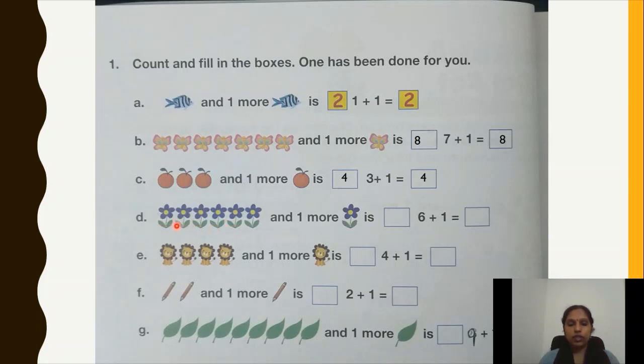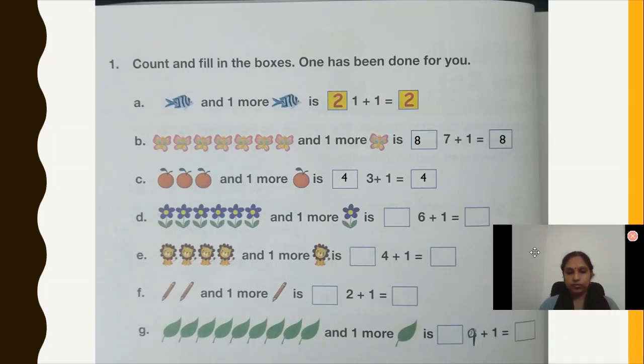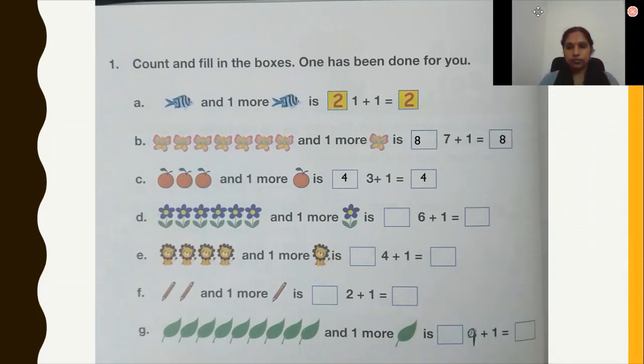D. Can you see a series of flowers here? Yes, count and tell me how many flowers are here. Yes, how many flowers? 1, 2, 3, 4, 5, 6. Did you all get 6 flowers? Very good. So we have 6 flowers here, and what we are going to do?